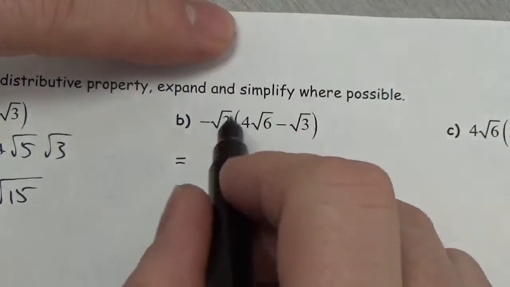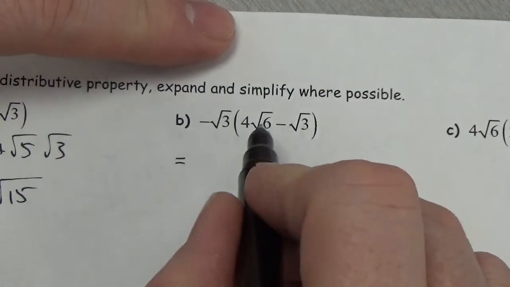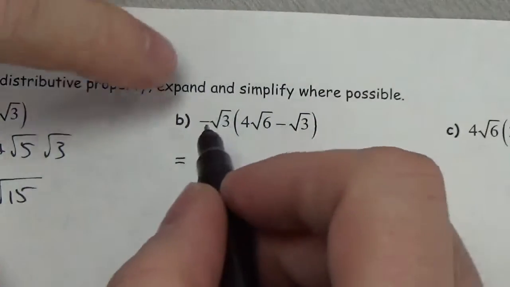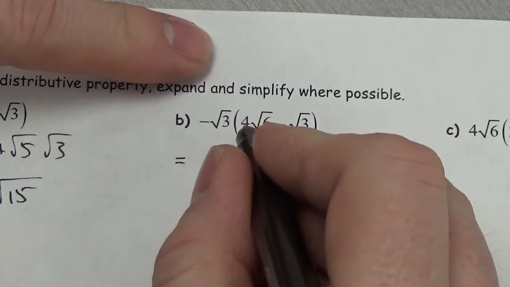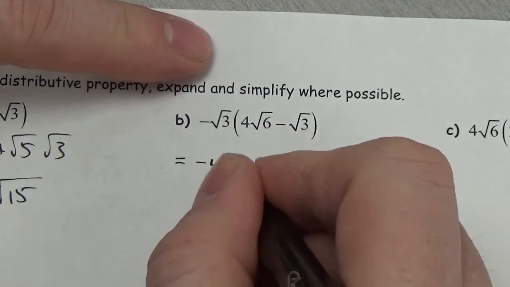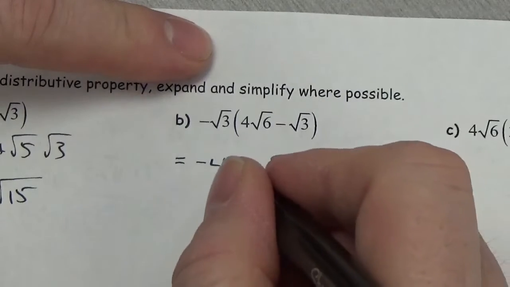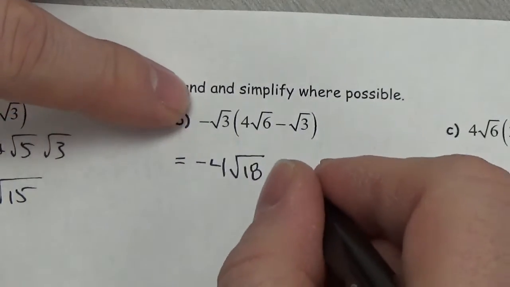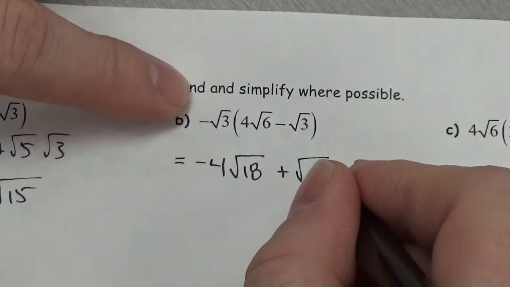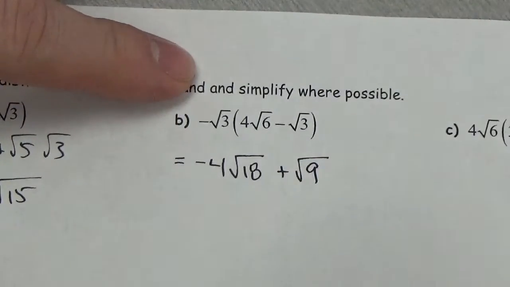Here, do the same thing. We're going to distribute that radical to each of those terms here. Now in this case, though, bear in mind that there's this negative 1 that goes in front here. So it's going to be negative 1 times 4, so negative 4. And then this is going to be root 18, and then the negative 1 times negative 1 will be positive 1, and then root 3 times root 3 is going to be the square root of 9.